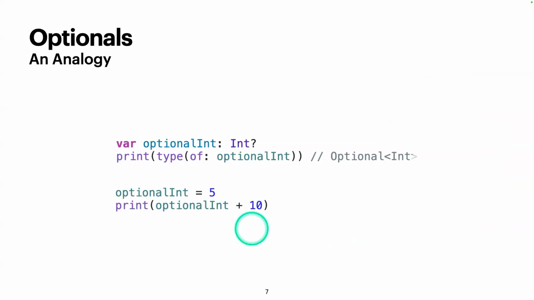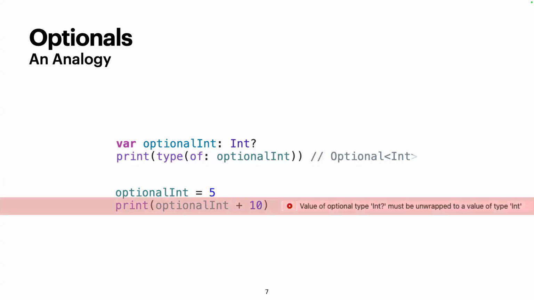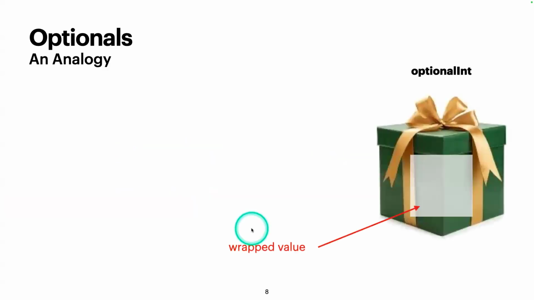In this case, now we assign the value 5 to the optional Int. And we try to add 10 to this optional Int, which is 5. But when you try to do this, Xcode is going to yell at you and say the value of optional type Int? must be unwrapped to a value of type Int. The reason is that we can't do arithmetic operations on an optional because the value is wrapped in that optional. We need to unwrap it. We need to take it out.